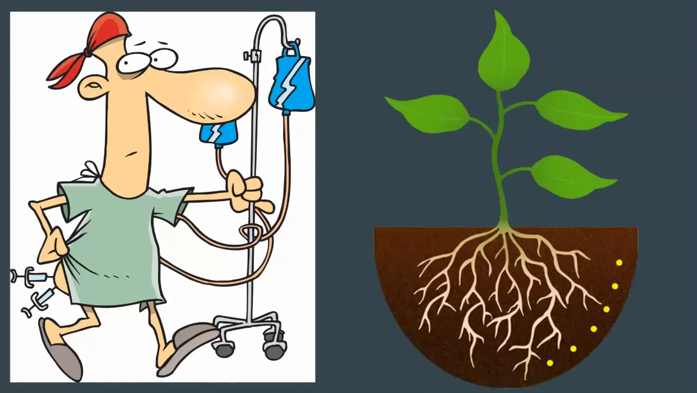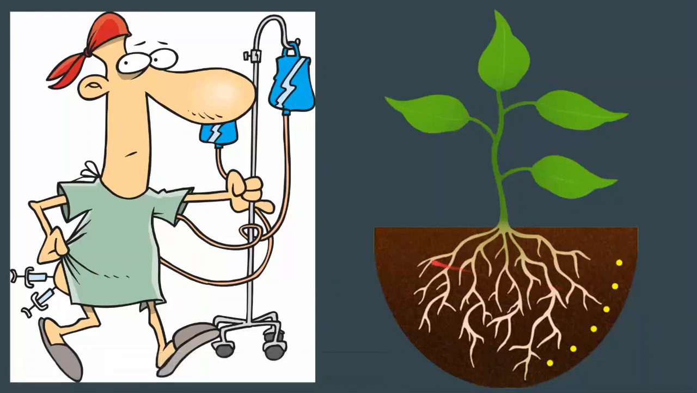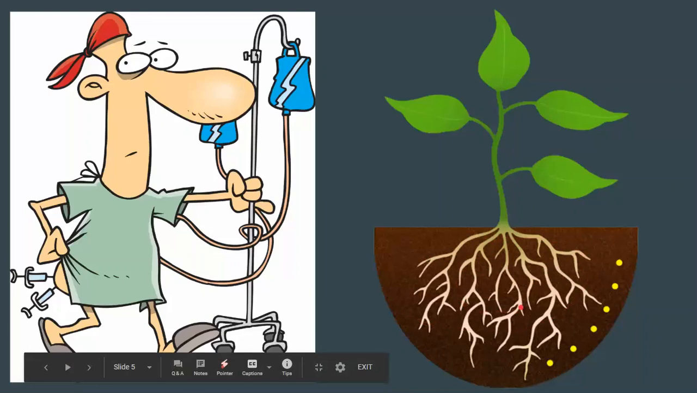First, let's think about your patient. And for the next several slides, let's look at the patient and how similar the patient is to a potted plant. The patient has leaves and a stem and roots, all of these are ways for the patient to get the water that they need.